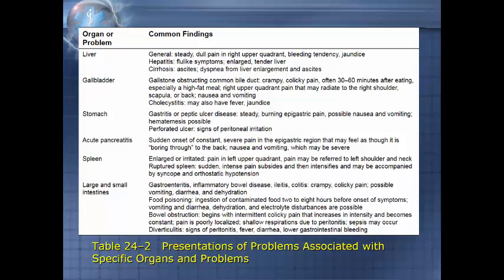Alright, you may have some right upper quadrant pain that radiates to the right shoulder or the back. You may have some nausea and vomiting, which increases after eating. Your cholecystitis, which is your infection in your gallbladder, may also have a fever and jaundice.